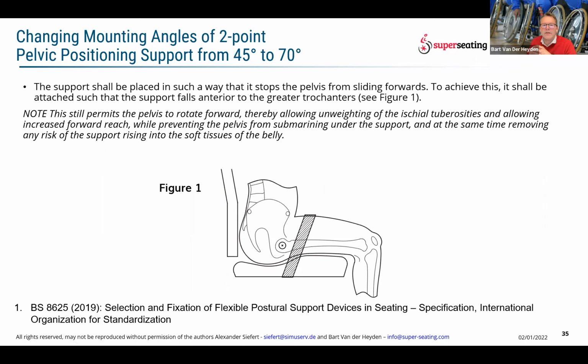The client can also relieve pressure at the ITs if you are placing the secondary pelvic positioning support at a 70-degree angle. It's also a much more dynamic way of stabilizing the pelvis, because when you are stabilizing the femurs, the pelvis cannot move forwards when the client has a sliding tendency while he stays very active. This is also a recommendation that I could find in the British 8625 standard, which was published in 2019. Next slide, please.